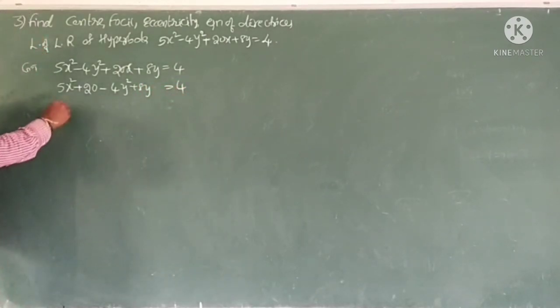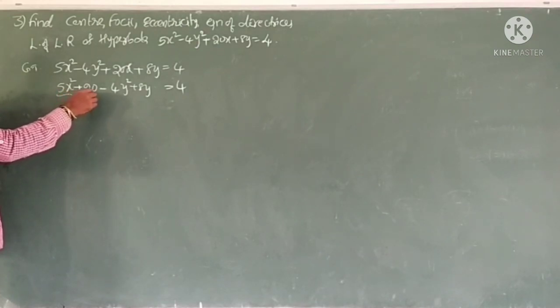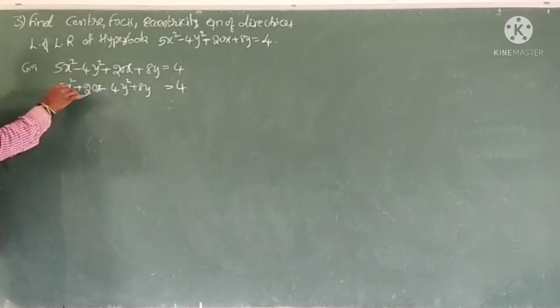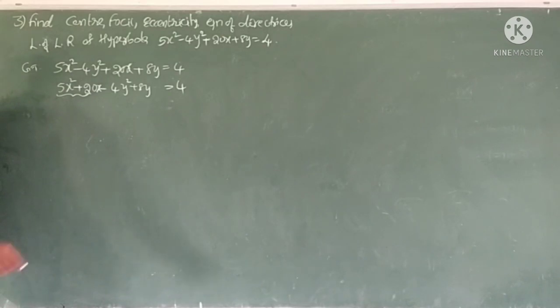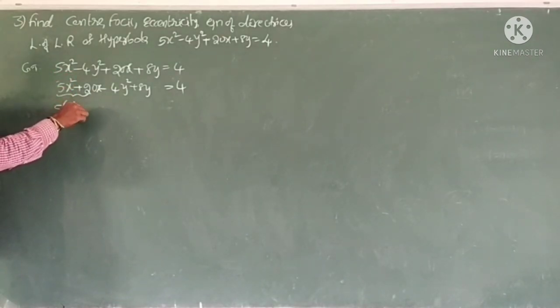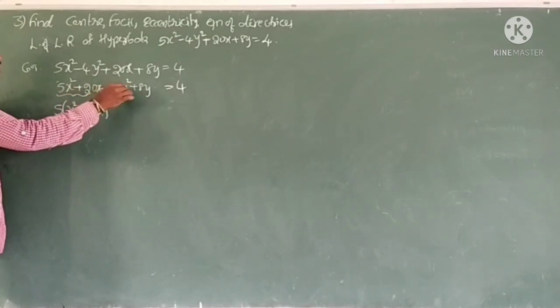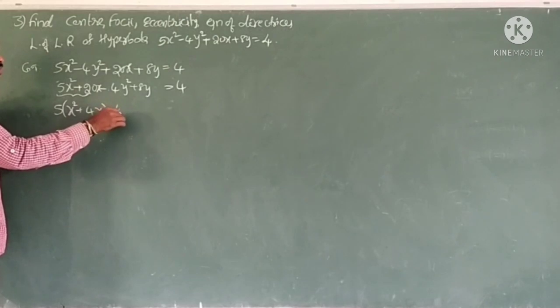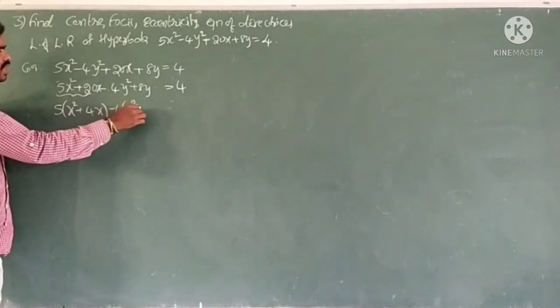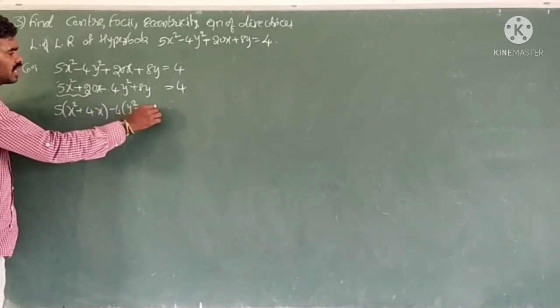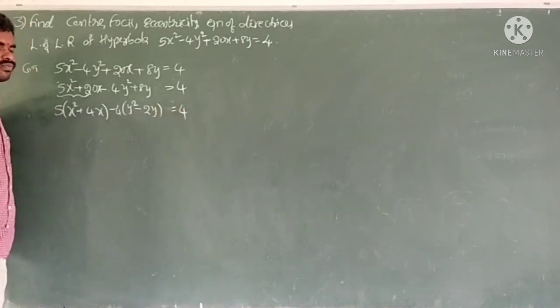Next, here in 20x, the x square coefficient must be 1. For that, take 5 common. So 5 into x square plus, 5 fours are 20, 4x. And here the y square coefficient is minus 4, take it out common. Then the remaining is y square minus, 4 twos are 8, 2y, is equal to 4.